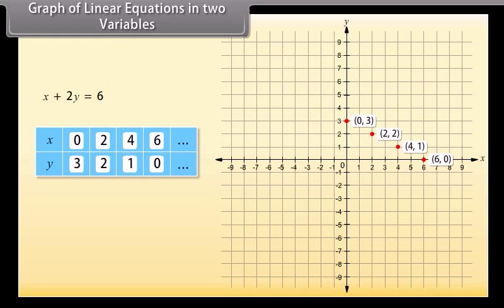Now join any of these two points and obtain a line. Let us join (0, 3) and (4, 1). Call this line AB. We can see that the other two points, (2, 2) and (6, 0), also lie on the line AB. Now pick another point on this line. Let us pick (8, -1). Is this a solution of this equation? Yes, it is, because by substituting the value of x as 8 and y as -1, we get the answer 6. So, (8, -1) is a solution.